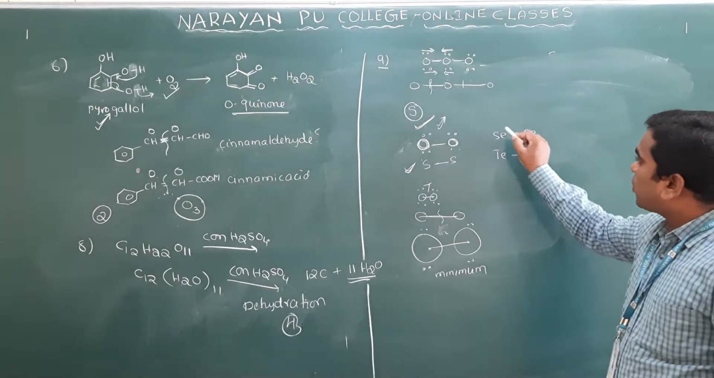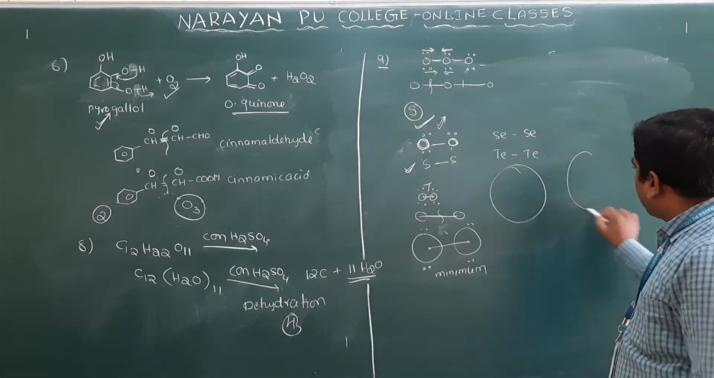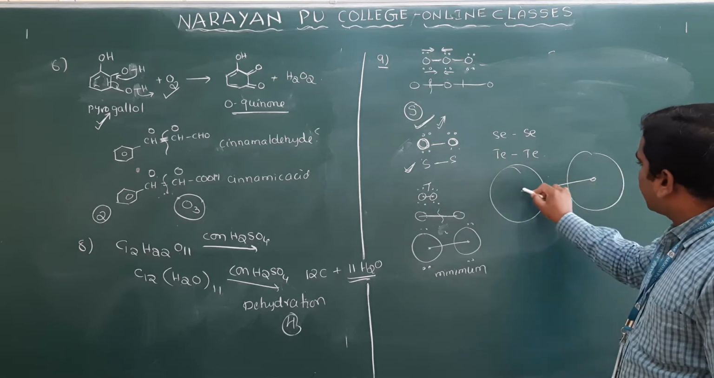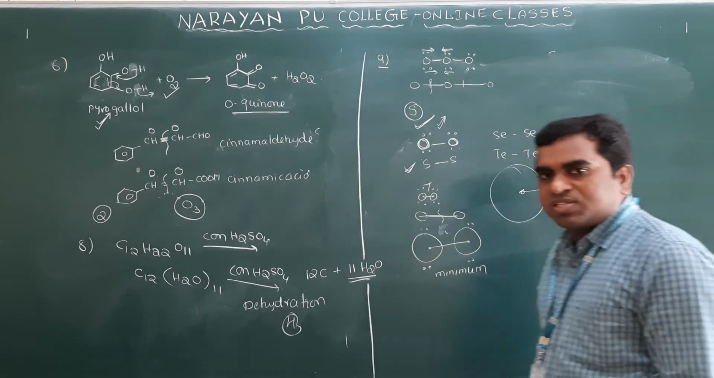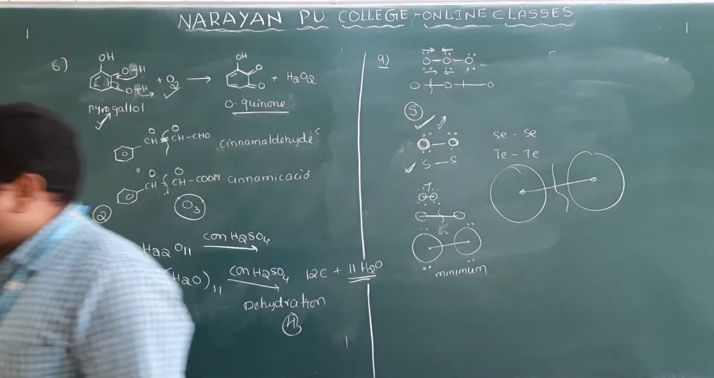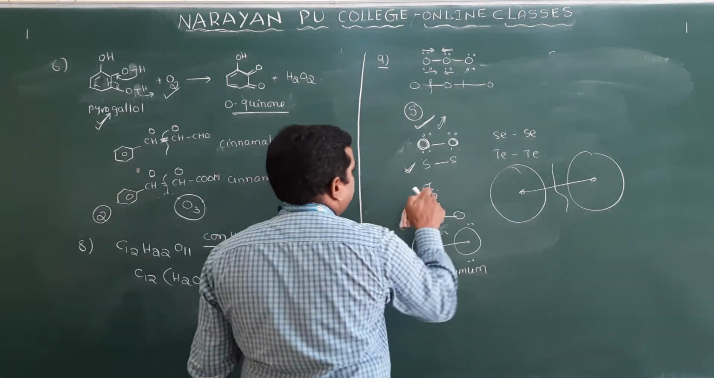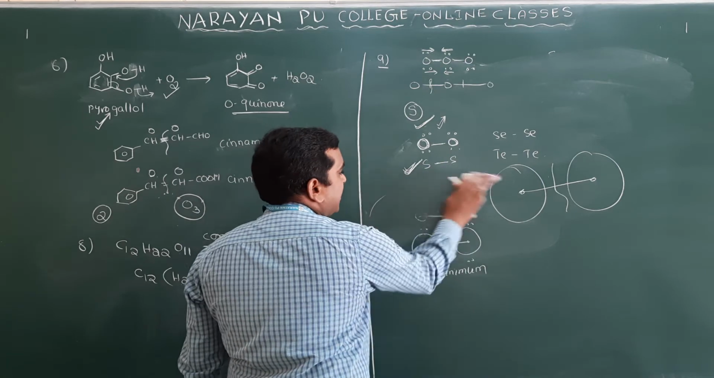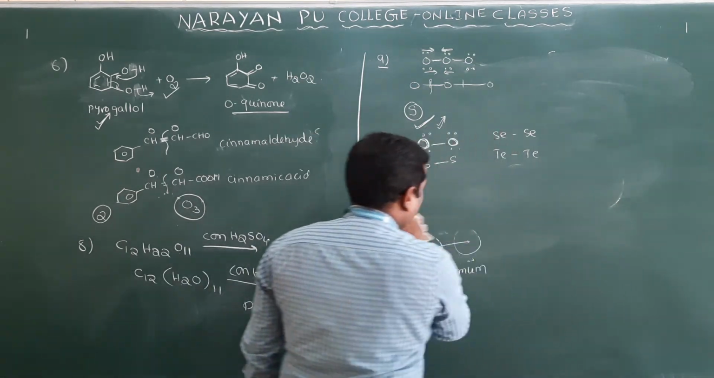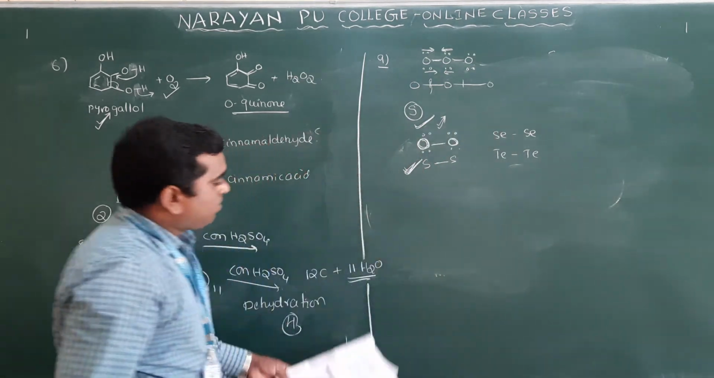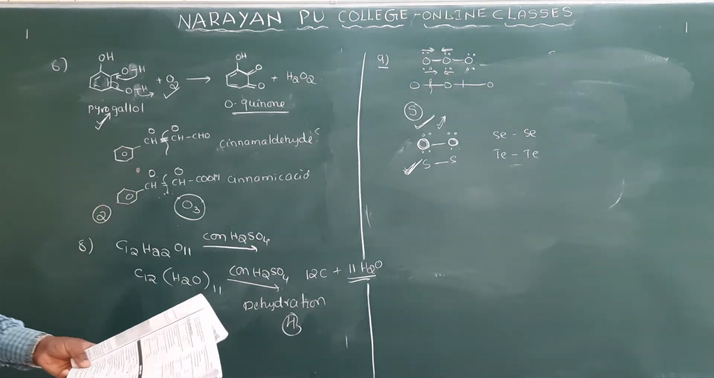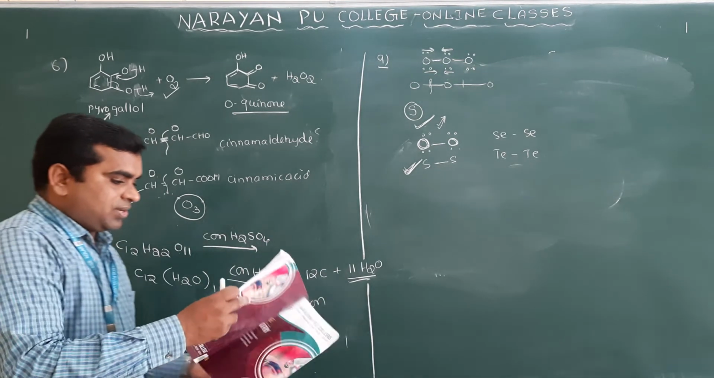But if you go to selenium, the size increases, bond length increases, so automatically bond strength decreases. So which one will have the maximum bond dissociation energy? Sulfur will have. I already discussed the same thing in the BU class also. Clear? So this is about question number 10. Clear? Next one.